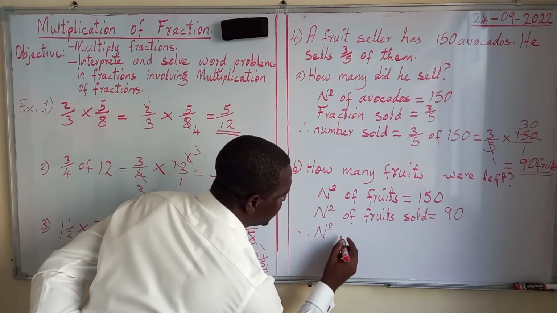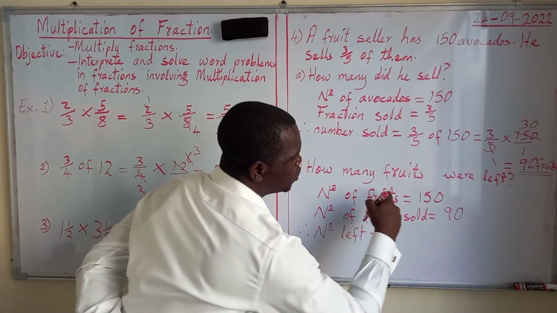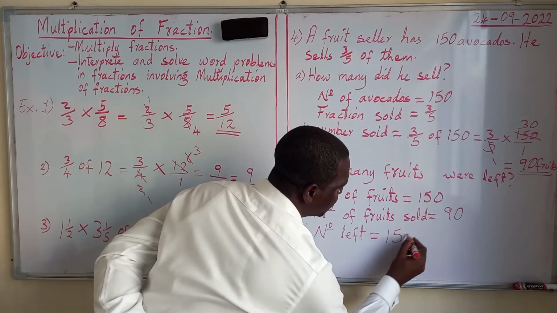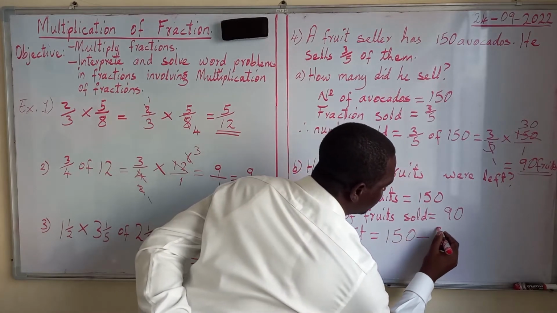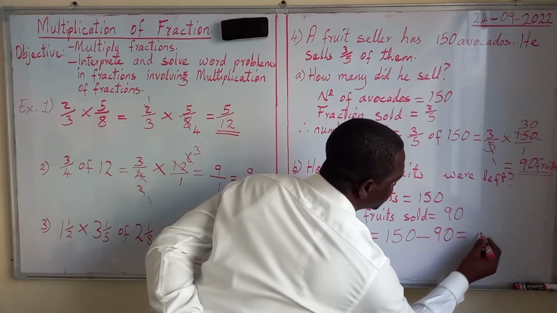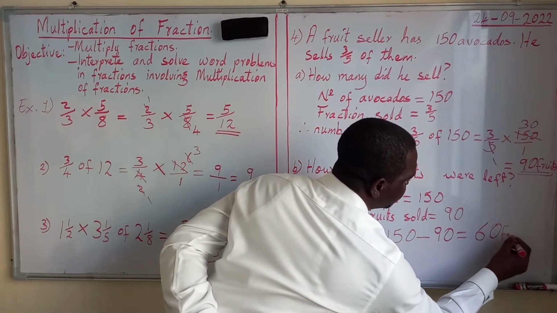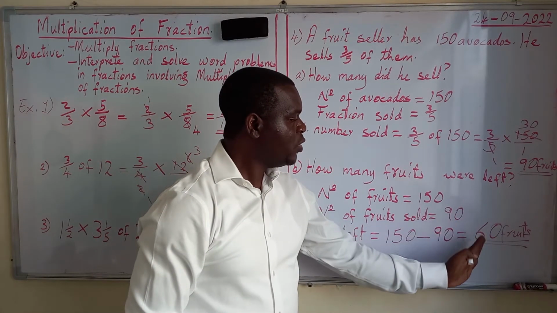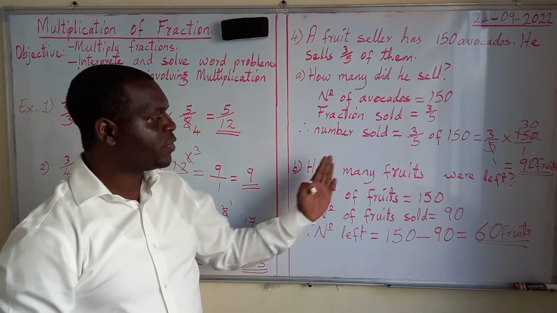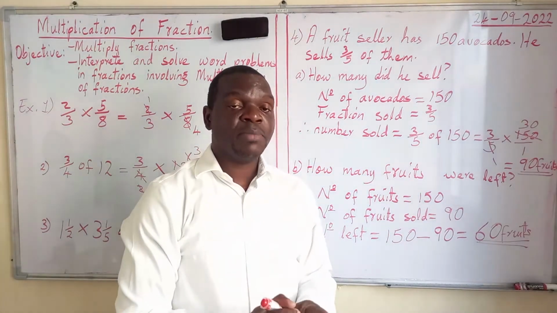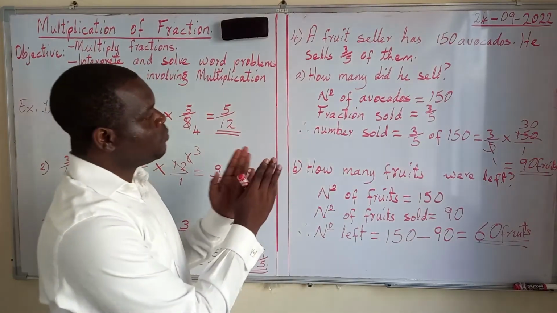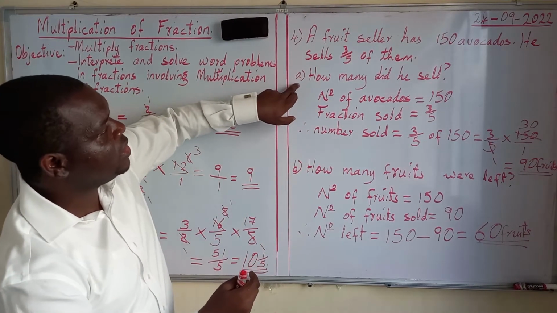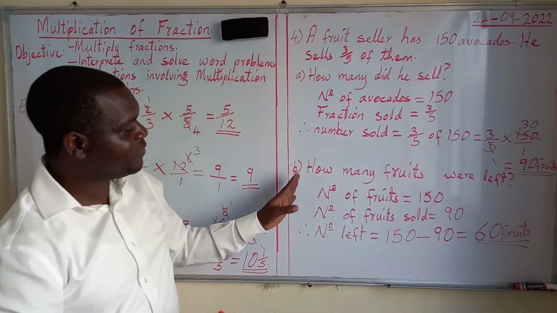Therefore, number left will be equal to total number of fruits, which is 150, take away the number he sold, which will give 60 fruits. This is how you can solve for the number of fruits that were left. But mind you, in some questions, they may not ask A. They will directly ask for B.